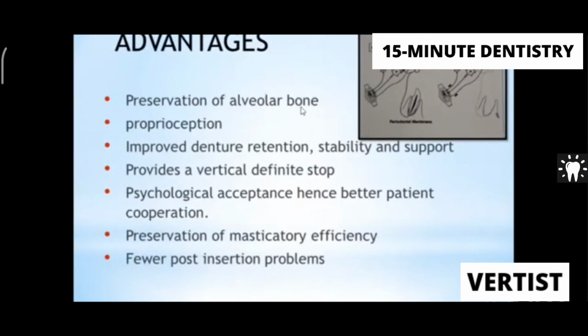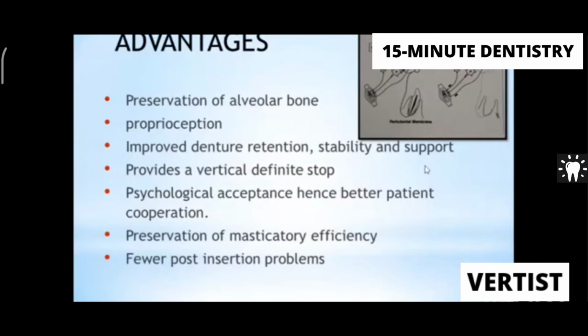What are the advantages? So first is preservation of bone, alveolar bone. As I said, you are keeping a few teeth or tooth roots, so they will avoid the residual ridge resorption. So we are preserving alveolar bone. Second is proprioception. You have the periodontal fibers in that. You have some neural receptors which will give the sensation of touch and pressure. When you do not have them, the connection is lost, and that's why the proprioception also is lost, right?